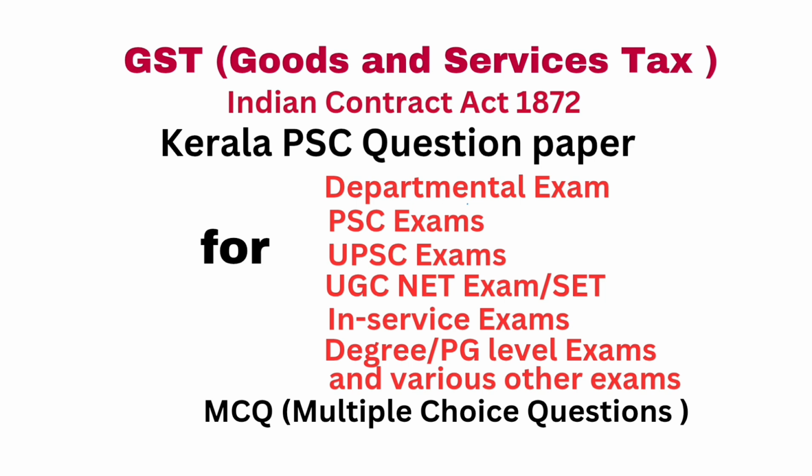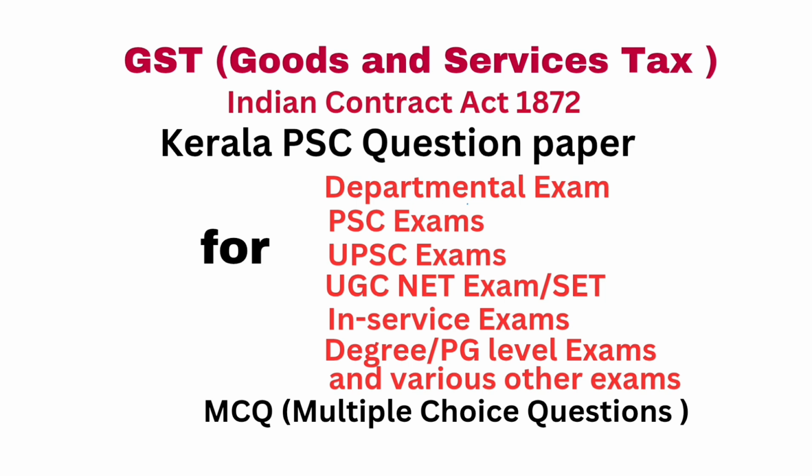Question number 40. Interest rate for delayed payment of tax does not exceed. Answer: 18%. Correct answer, 18%. Question number 41. The maximum interest rate for undue or excess reduction in output tax liability or undue or excess claim in input tax credit by a taxable person is, answer, 24%.